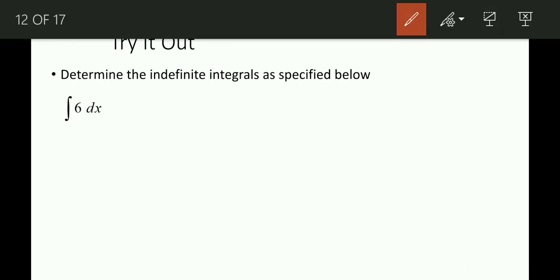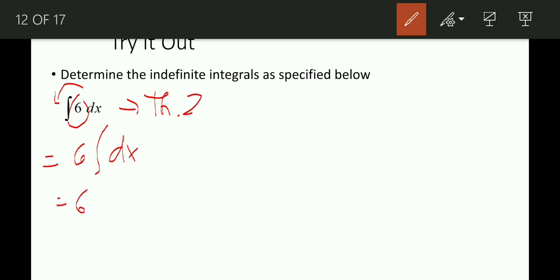Now let us proceed to a few examples applying the theorems discussed. Determine the indefinite integrals as specified below. The integral of 6 dx, applying theorem number 2. We separate the constant value, which is 6, then multiply it with the integral of the remaining function, dx. Since the integral of dx is equal to x plus c, the final answer will be 6x plus c.